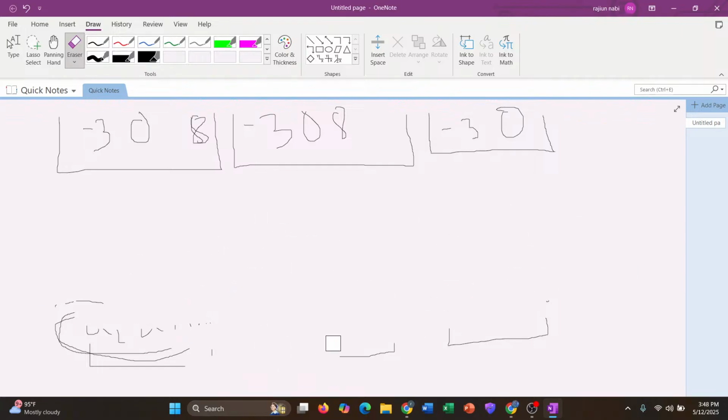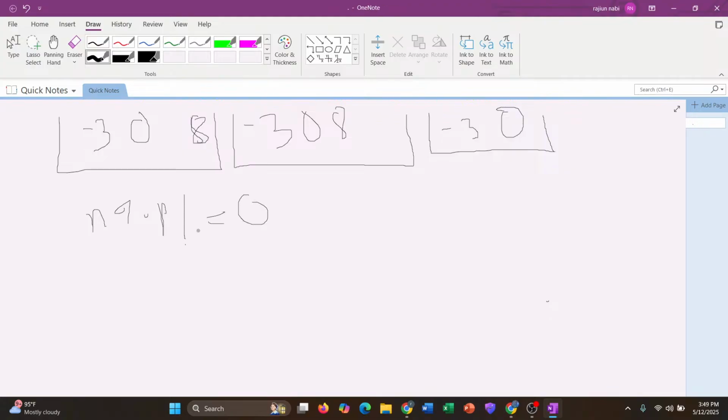This is if it falls under the second case, which is n percentage of p not equal to 0. Now what will be the answer for the first case, which is n percentage of p equal to 0? Then it's a straight solution.